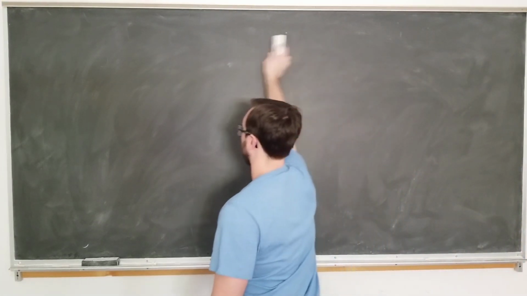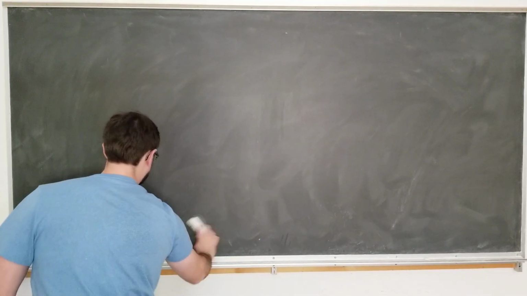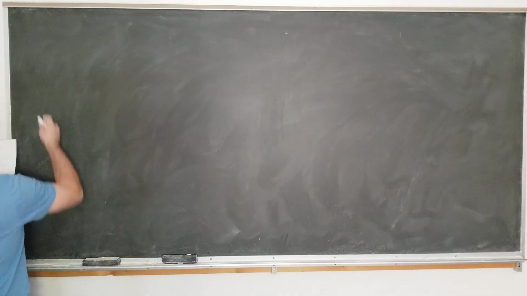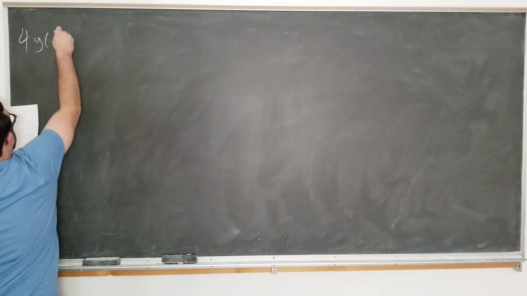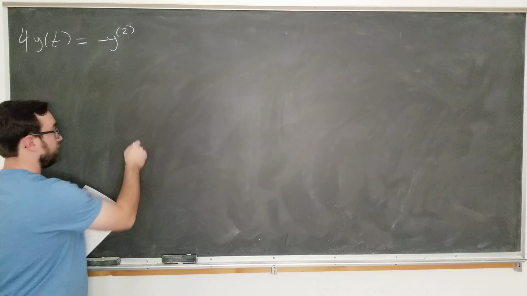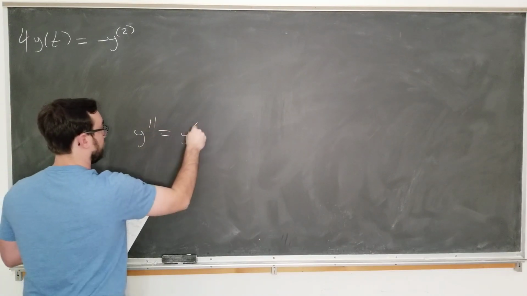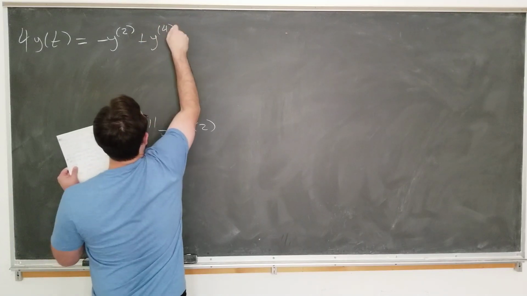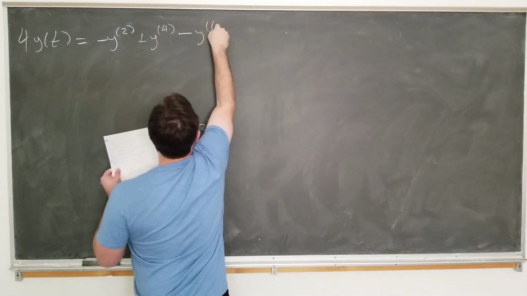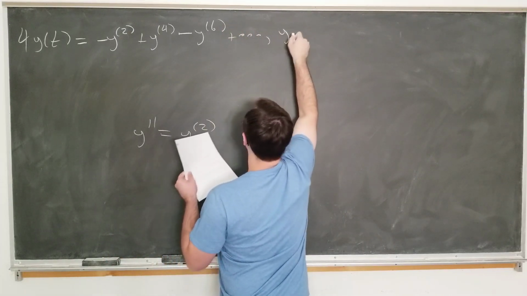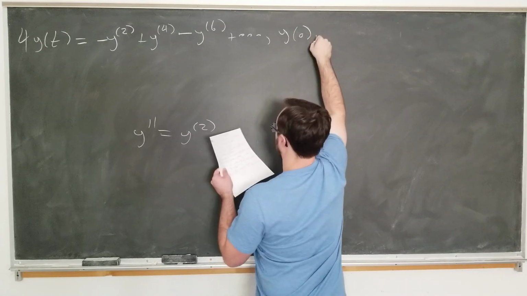And the problem that they gave us to do was the following. It's a bit more complicated. 4y of t is equal to minus y double prime. I'm using the y double prime is equal to y of 2 notation, you'll see why in a bit, plus y to the 4th derivative minus y to the 6th plus etc. We have an initial value problem of 2 variables now.